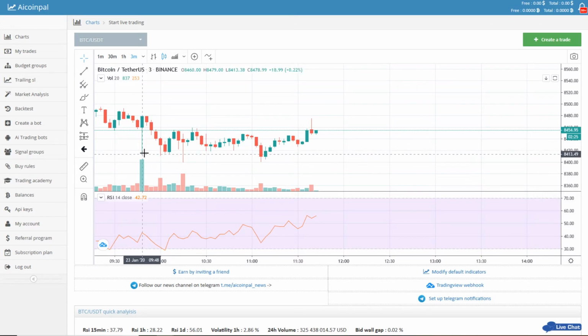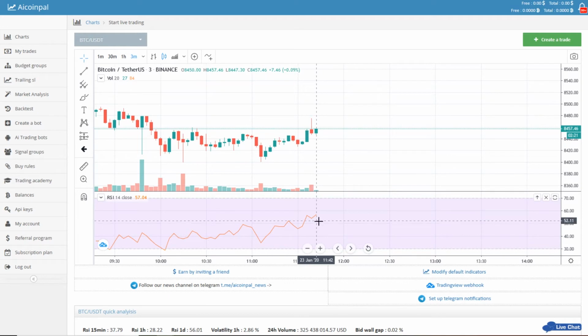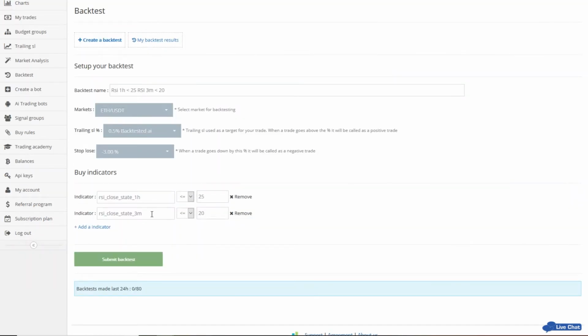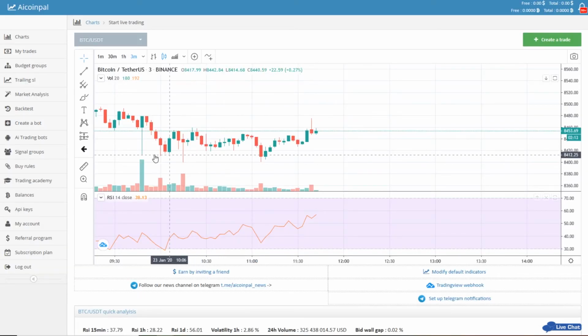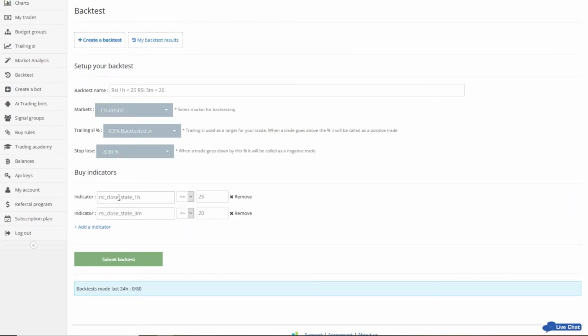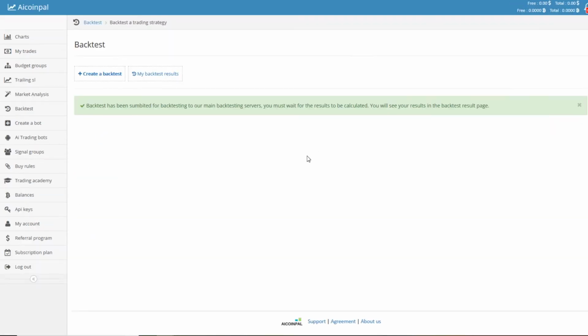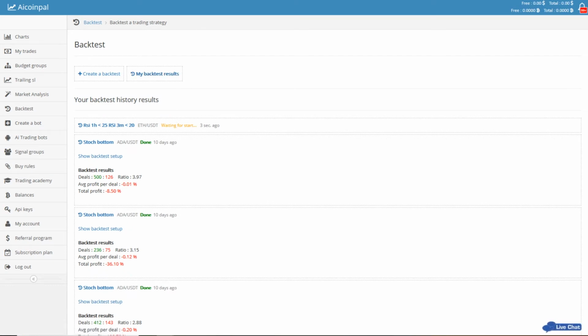So actually there was a trading signal right here, but you don't see it on the history chart. As you can see, the RSI gets higher and higher. So this is the close state. Close state can help you catch these wicks. The opposite is open state, and if you want to backtest on the open state, just delete the close state. Now let's submit our backtest and wait for it to complete.